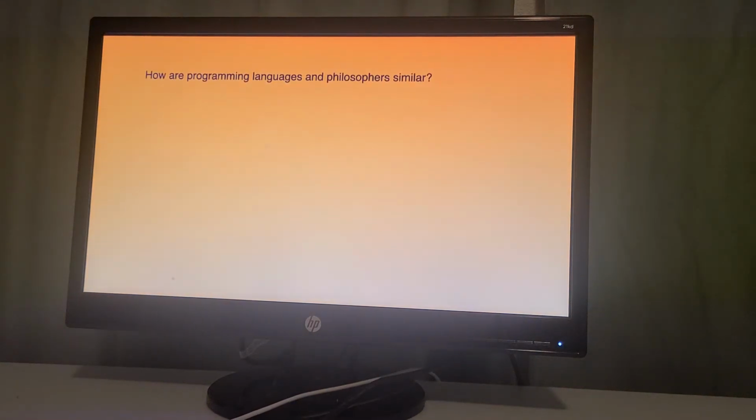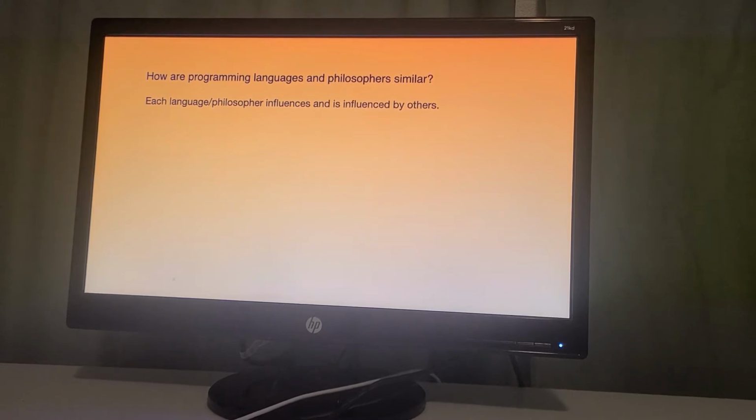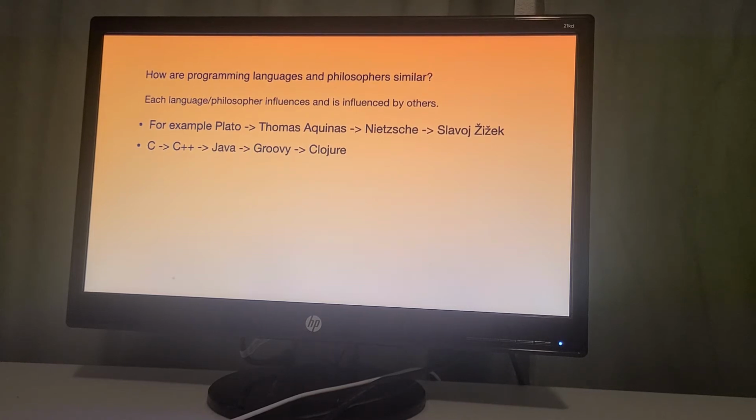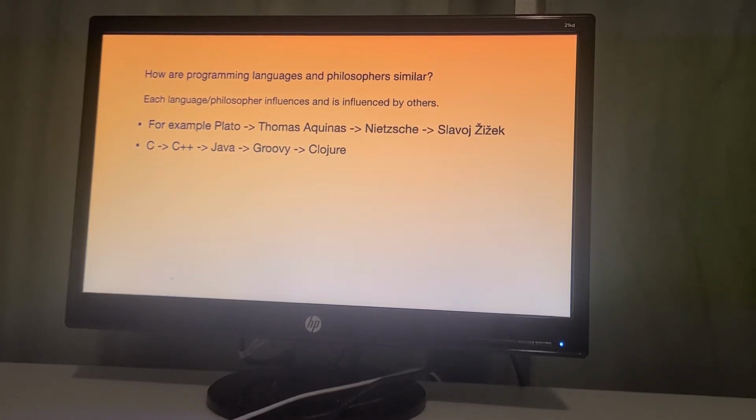So, how are programming languages and philosophers similar? Each language or philosopher influences and is influenced by others. For example, Plato influenced Thomas Aquinas, who influenced Nietzsche, who influenced a modern writer like Slavoj Žižek. These writers would disagree with each other if they could all meet today. But regardless, those in the past influence the present.